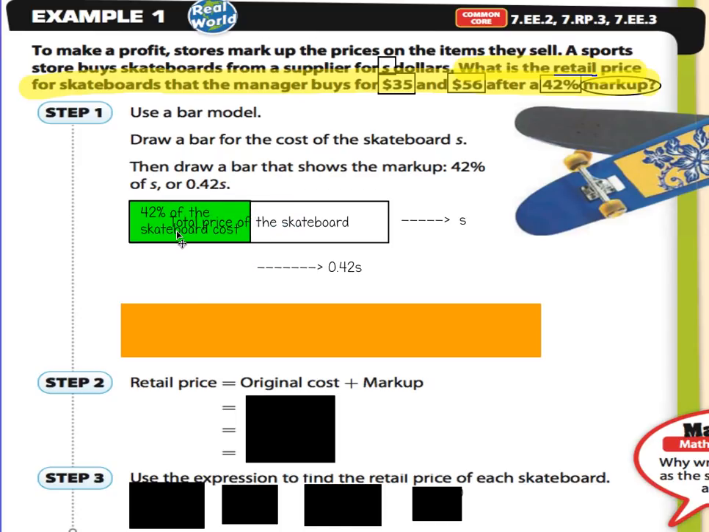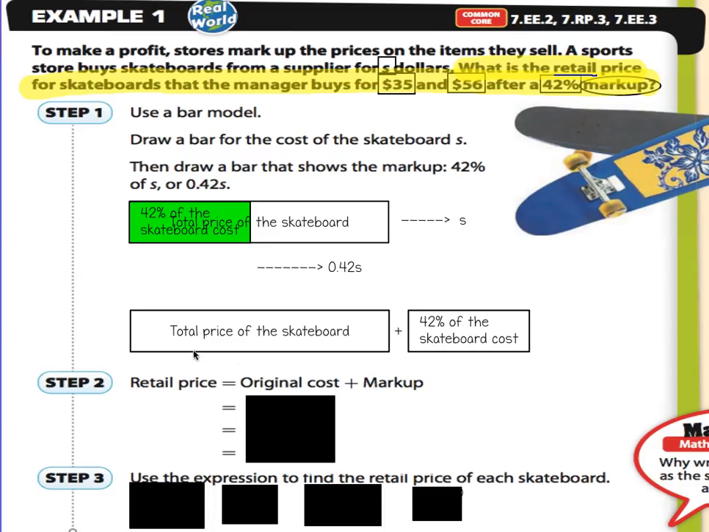So we want to know this much of the skateboard. We want to know how much that is. What amount of money is 42% of that cost? And then once we figure that out, we are going to add that, because it's a markup. So we're going to take the total price of the skateboard and add that to the cost.